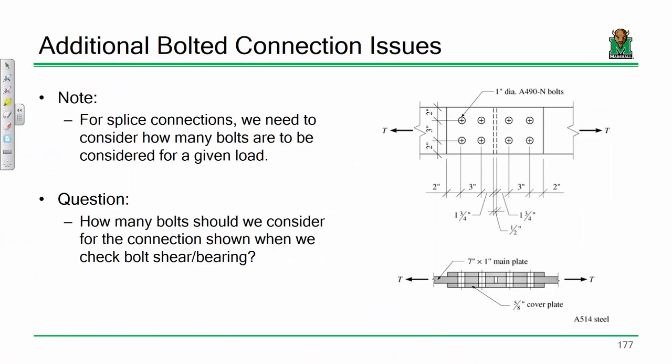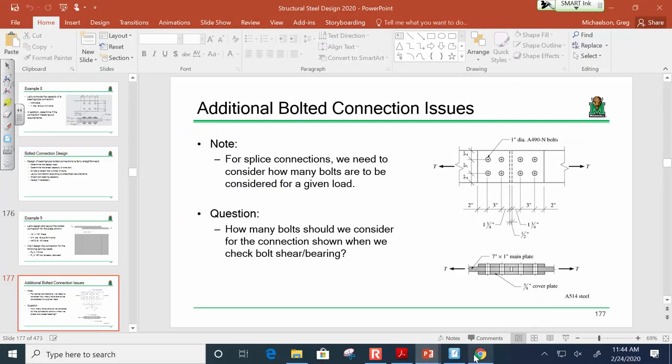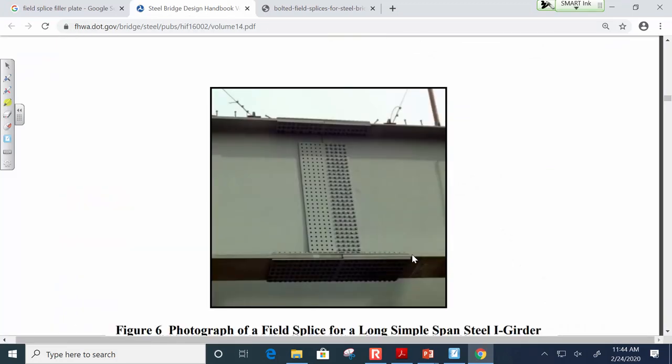Now, one thing that I didn't mention that I want to cover right now is I said I have additional bolted connection issues, and I want to talk about splices. Okay. When I'm talking about a splice, what I'm talking about is sort of something like this. So this is much more complex splice than what I'm talking about, but for our discussion purposes, maybe it'll help out. So this is a bolted field splice for a bridge. Okay. Now this bolted field splice is meant to transfer bending and shear.